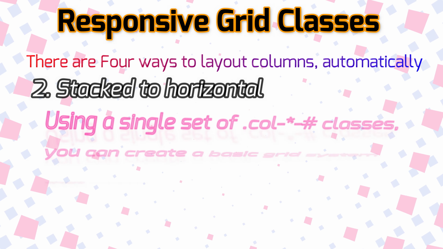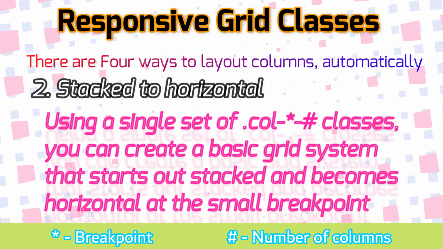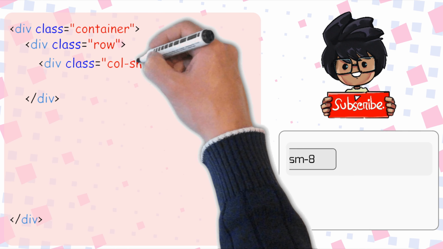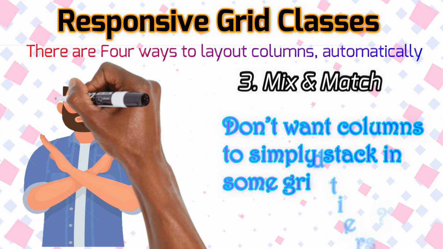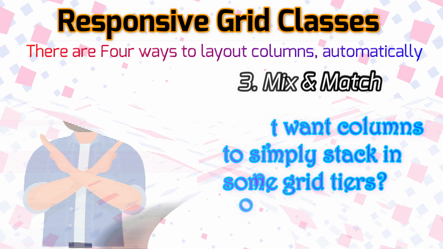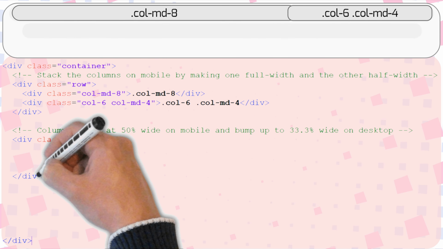Next, stacked to horizontal. Using a single set of col-breakpoint-number classes, you can create a basic grid system that starts out stacked and becomes horizontal at a specific breakpoint. Next, mix and match. Don't want your columns to simply stack in some tiers? Use a combination of different classes for each tier as needed. See the example for a better idea of how it works.